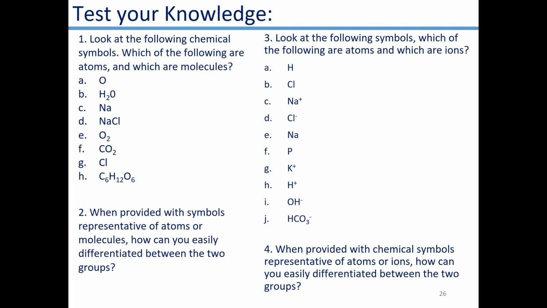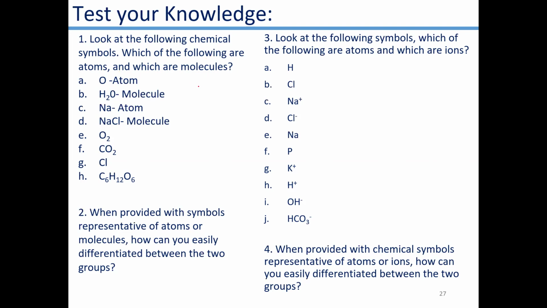All right, welcome back. What I'm going to do now is I'm going to quickly go over some of these so you have an idea of exactly which ones would be what. So what I'm going to do over here is I'm going to go ahead and show you some of the answers. So in number 1, it's asking to look at the following chemical symbols. Which of the following are going to be atoms and which ones are going to be molecules?